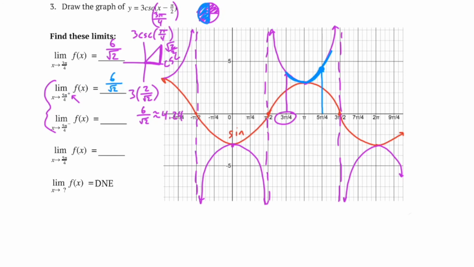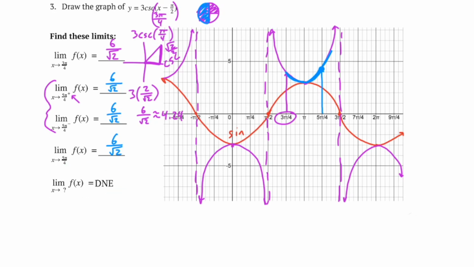And again, it doesn't matter if you're coming from the right side or if you're coming from the left side, it would also be 6 over the square root of 2. So we can actually say the limit of this function when x is approaching 5 pi over 4, I shouldn't say at that point. It's never at the point, it's just approaching it. But the limit exists. It's the same value from the left and the right, so we would say it's 6 over the square root of 2.